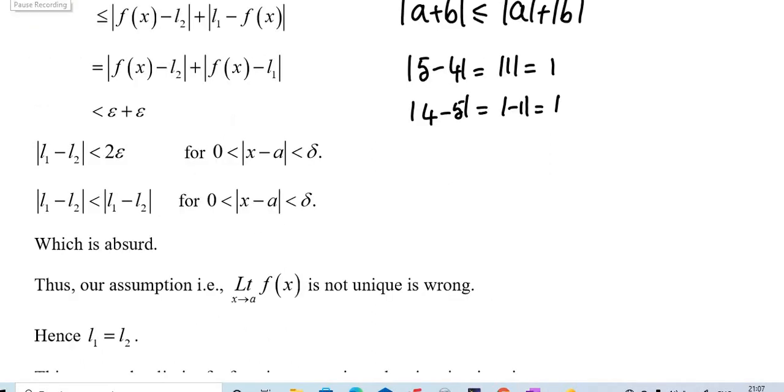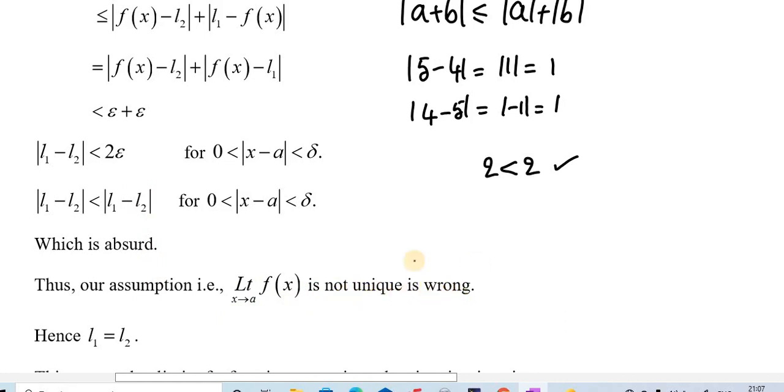So already at the starting we have taken 2 epsilon, meaning modulus of L1 minus L2. Observe this one. Here the same quantity, here also the same quantity. Observe, 2 is less than 2. Is it true? It is false. That means this is false. Why are we going to get this? Because of our assumption. What is our assumption? The limit of a function is not unique. That means we are going to get a wrong conclusion. That means the statement that limit x tends to a of f of x is not unique is wrong.